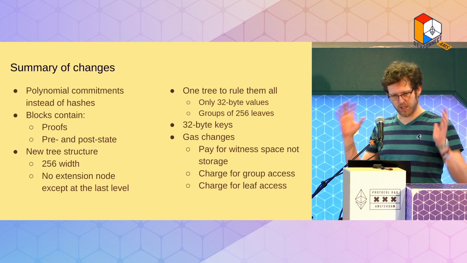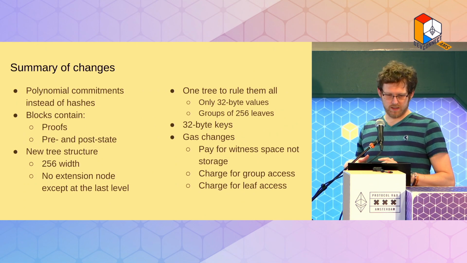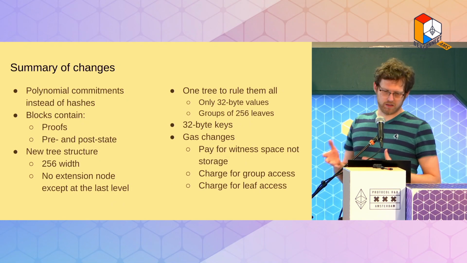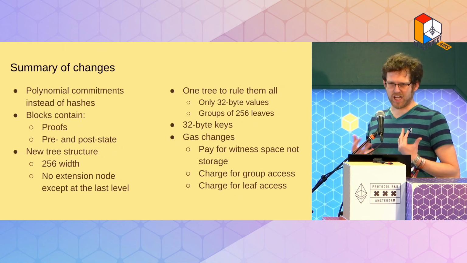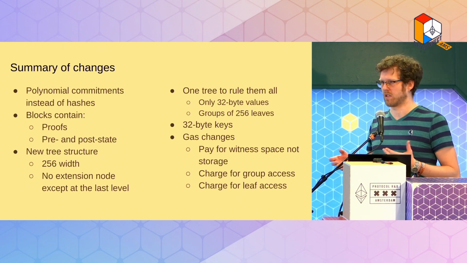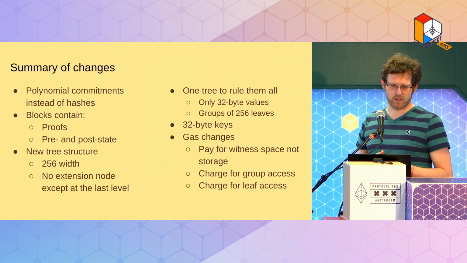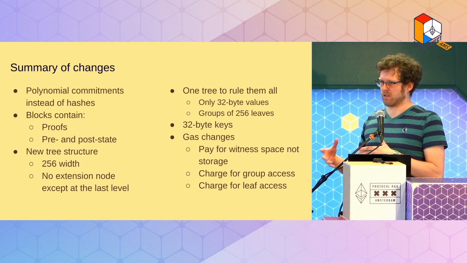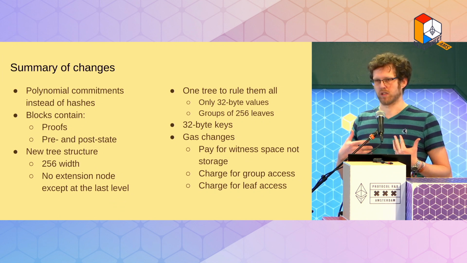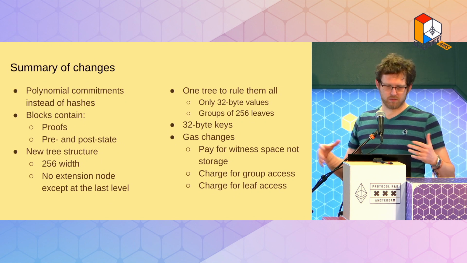So I start with a big list of changes. We're just going to skim over them. But the main idea of vertical trees is that you replace hashes with polynomial commitments. It's the same principle, but the idea is that you can open a polynomial commitment, so you can get some information about the source data without actually revealing the data. And how do we use this?